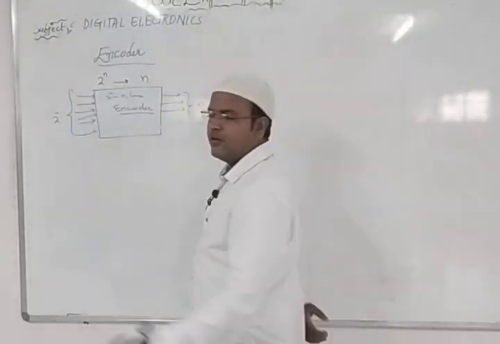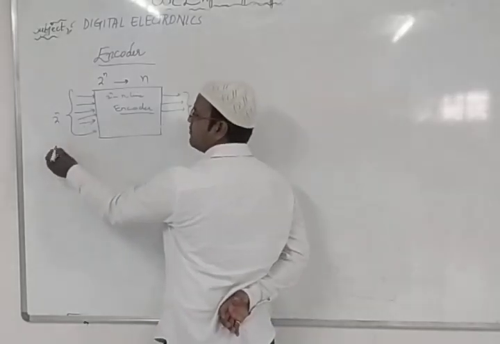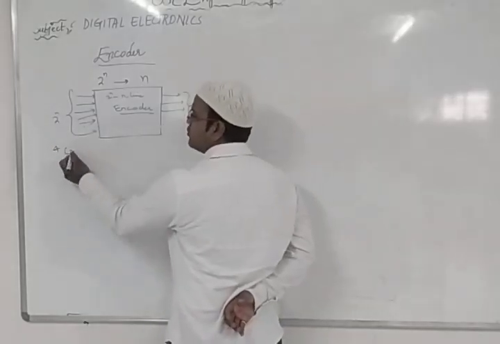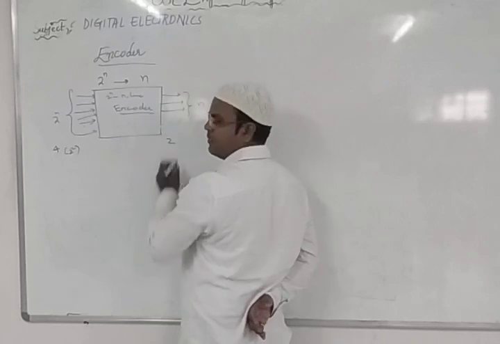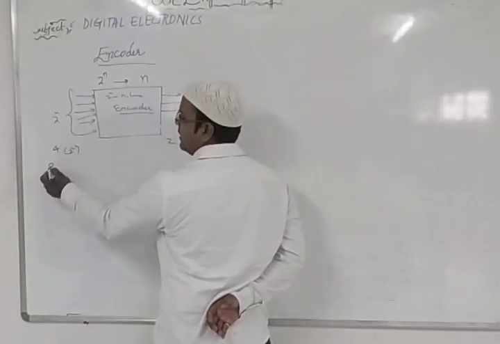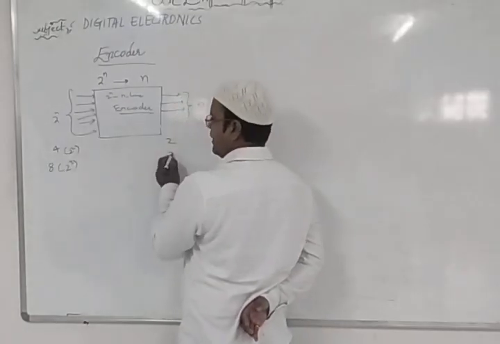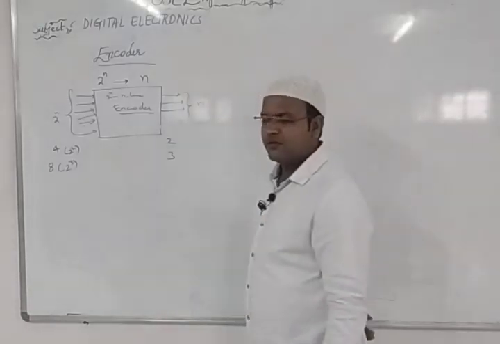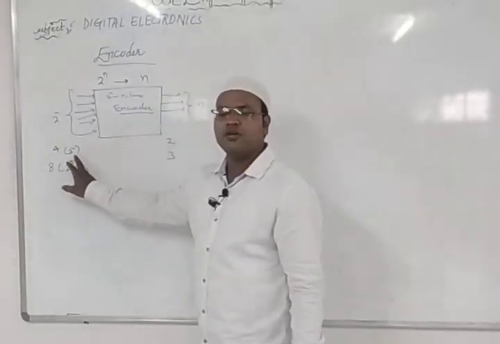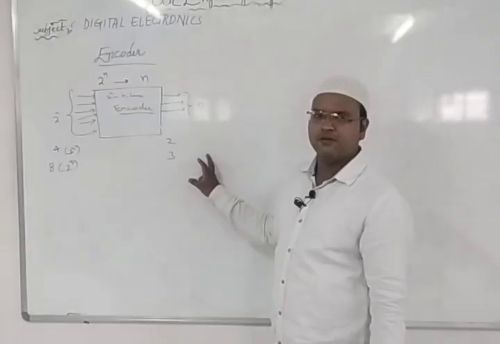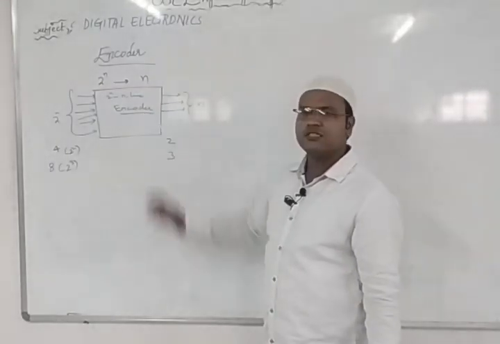If you have 4 inputs, what would the output be? It's 2 power 2, that means the output is 2. If I have 8 inputs, which I can write as 2 power 3, I'll get the output as 3. That means depending upon the input combination, your output is going to be decided. This is nothing but the concept of encoder.